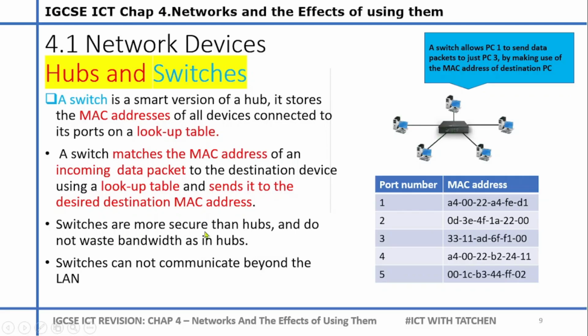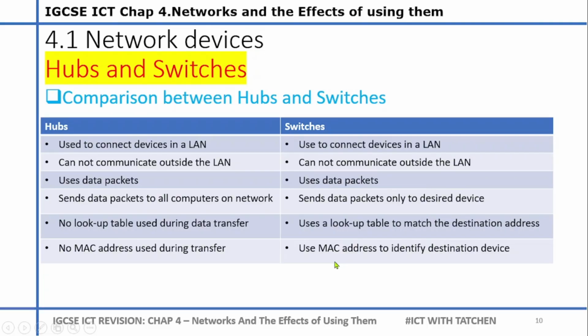Now, switches are more secure than hubs and do not waste bandwidth as hubs do, as we saw, which create unnecessary traffic or bottlenecks. So that is not the case when you're dealing with switches. Now, a switch cannot communicate beyond the LAN as well. Just like the hub, the switch cannot communicate out of the network. We will later find out we need to use a router to connect a small LAN like this to another network or to the internet.